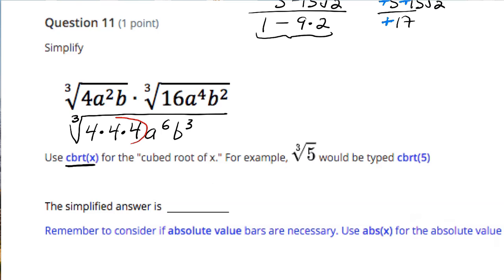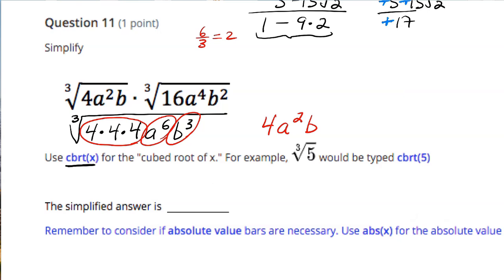Now we have a to the 6th, b cubed. So we're going to have a cubed root of 4 cubed. That's going to be a 4. A cubed root of a to the 6th. That would be a squared. 6 divided by 3 is 2. That's a squared, and then b cubed is just going to be b.